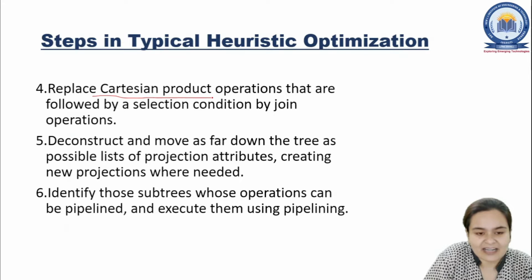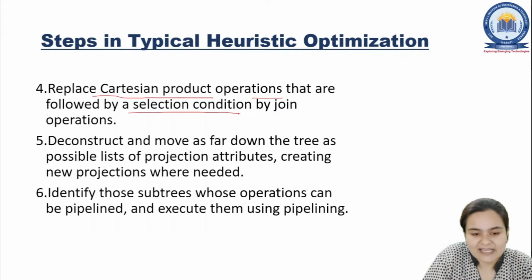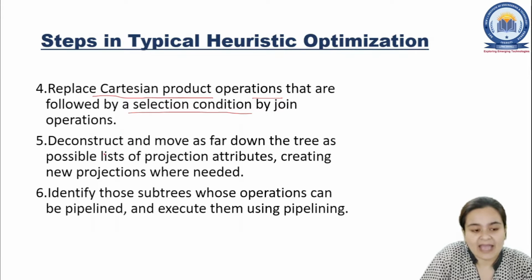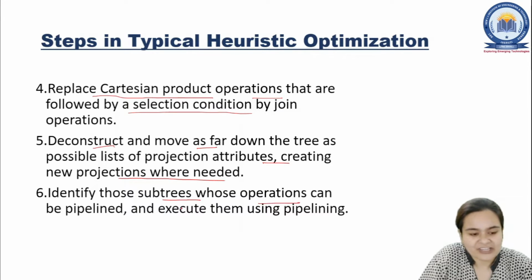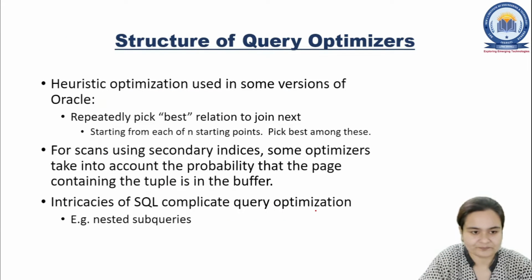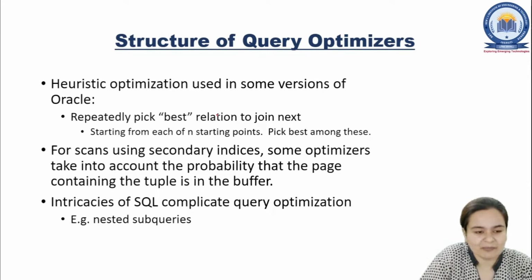I've already mentioned the equivalence rules that you can refer to in these steps. Then we have to replace the Cartesian product operations that are followed by a selection condition with a join operation, and deconstruct and move projection attributes as far down the tree as possible, creating new projections wherever needed. Then we have to identify the subtrees whose operations can be pipelined. As we have seen, pipelining is a critical part of query execution, and then we can execute them using the pipeline.